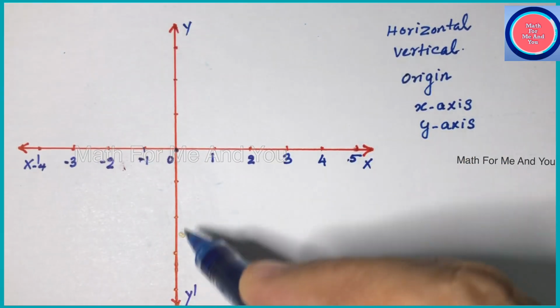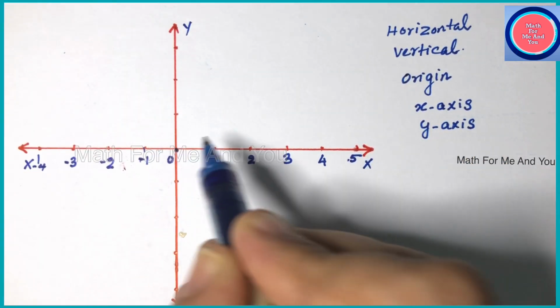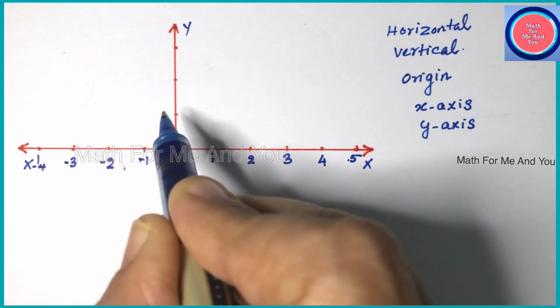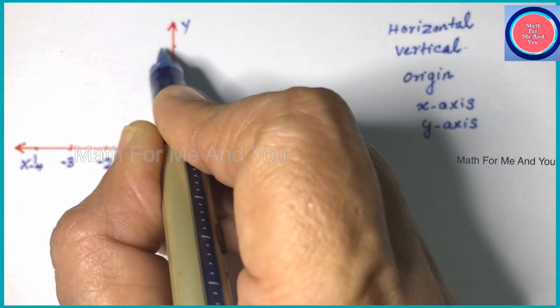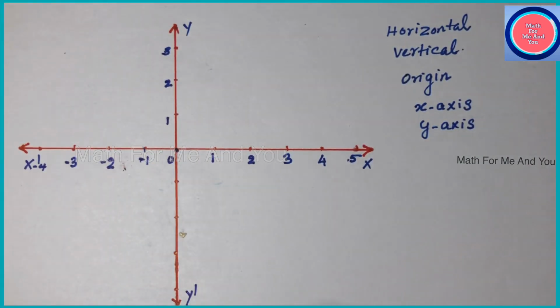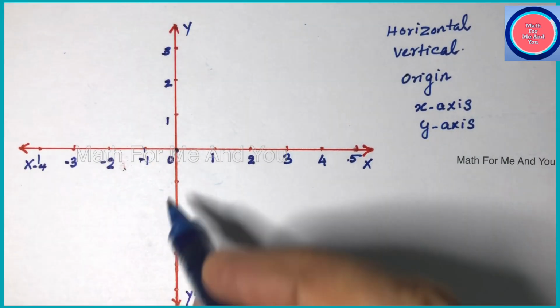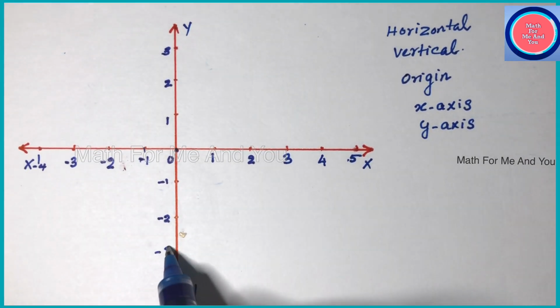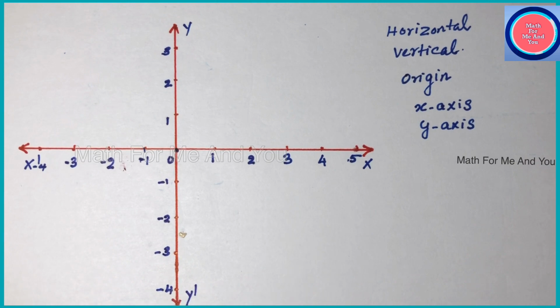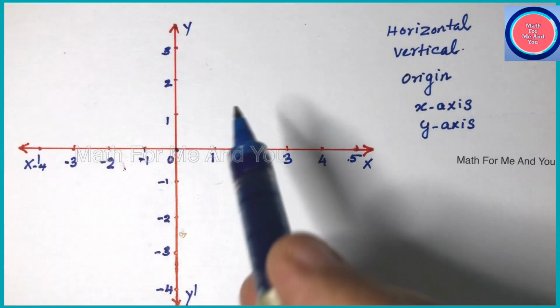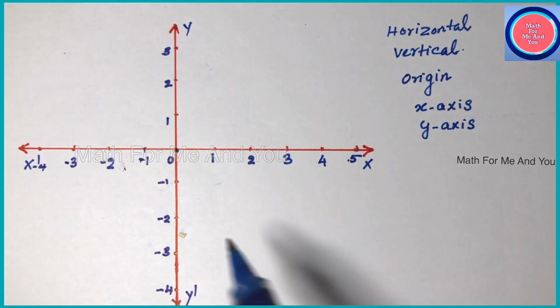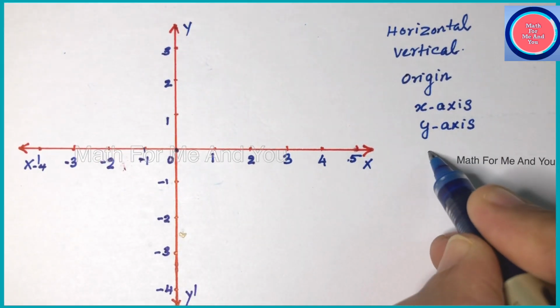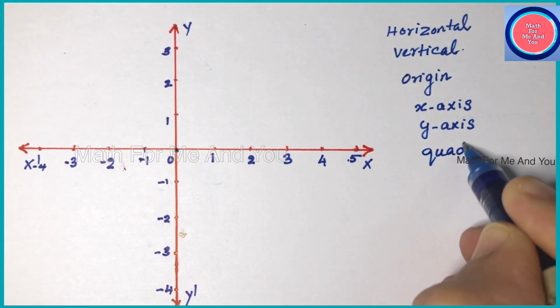Above the x-axis, on the y-axis, we can mark positive numbers 1, 2, 3. That also up to infinity we could mark if the line is longer. And downward we can mark negative numbers up to minus infinity. Then we can see the plane cut into 4 parts, or we can call these 4 parts quadrants.